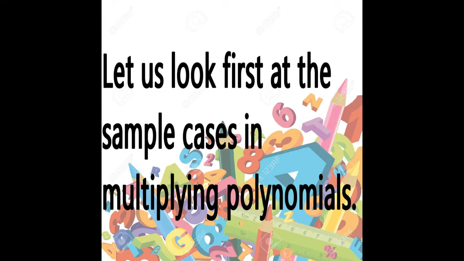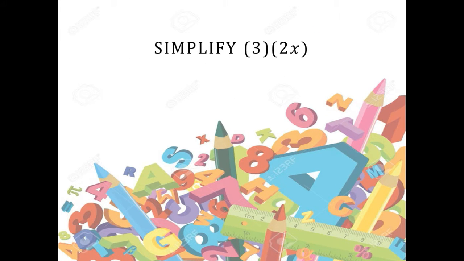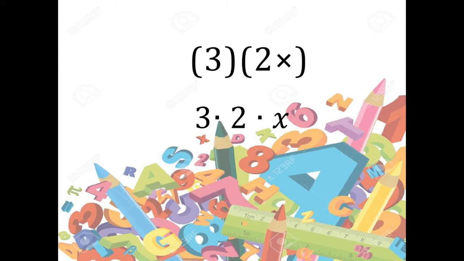Let us look first at the sample cases in multiplying polynomials. Example number 1. Simplify 3 times 2x. Before jumping in multiplying, let's break it down one by one. So, 3 times 2 times x. You can get rid of the parentheses and write it out like that. Avoid using x to mean multiplication. It can get confusing with the letter x as a variable.